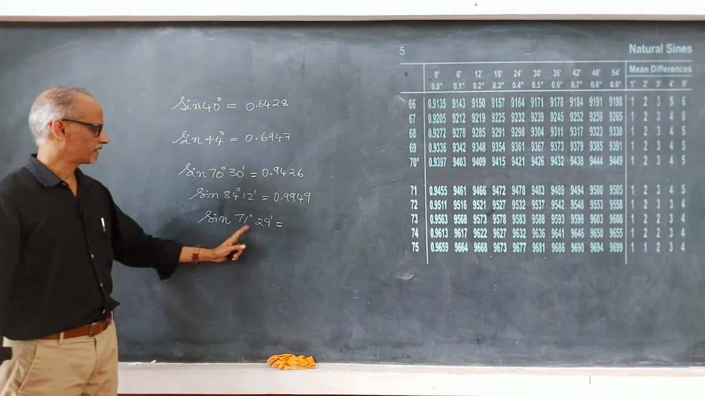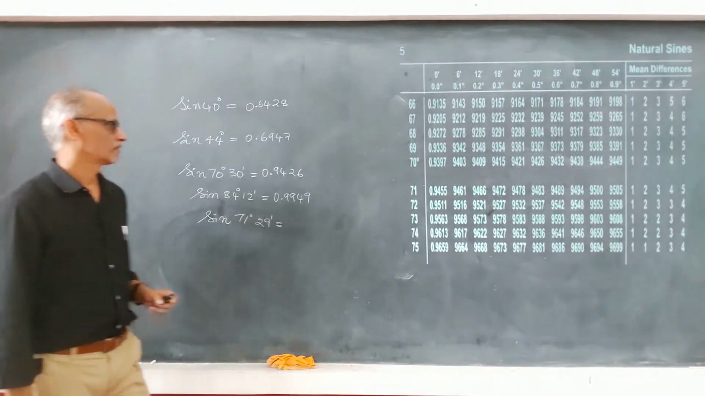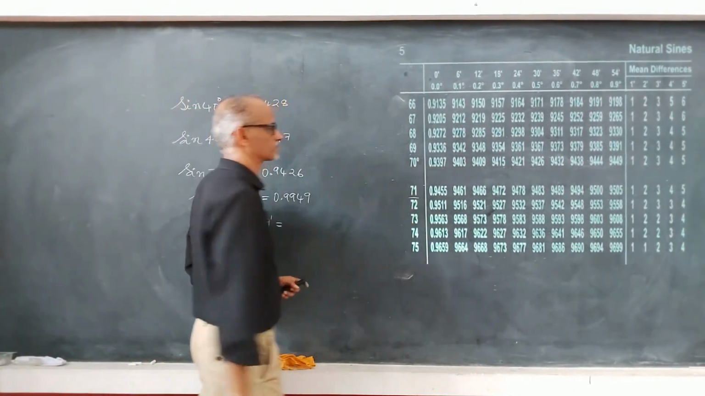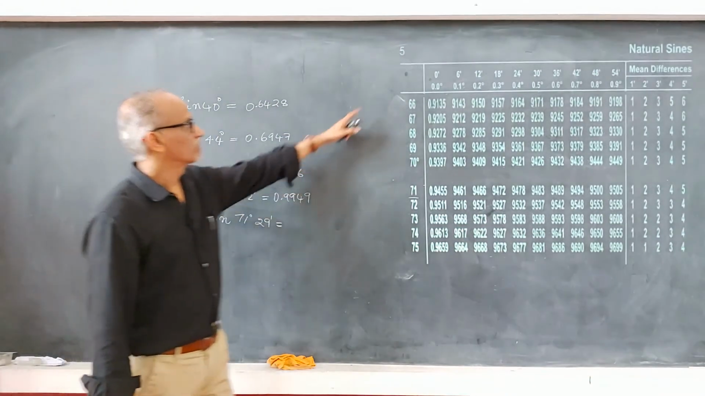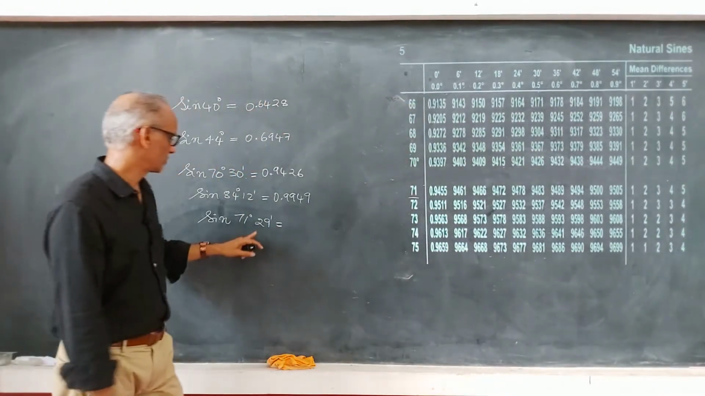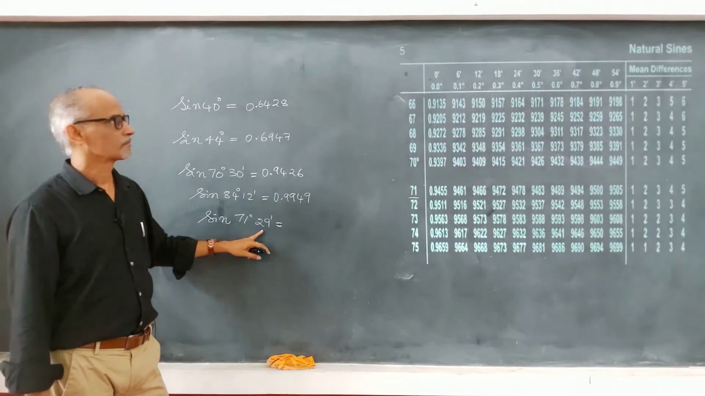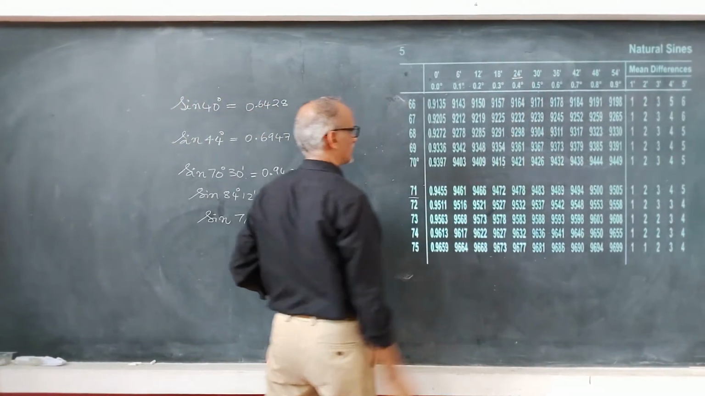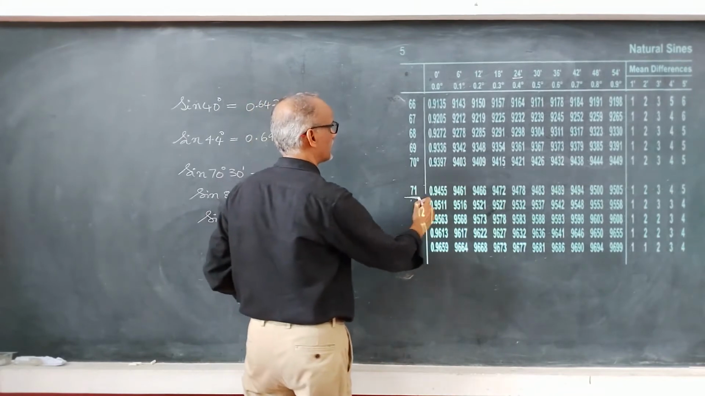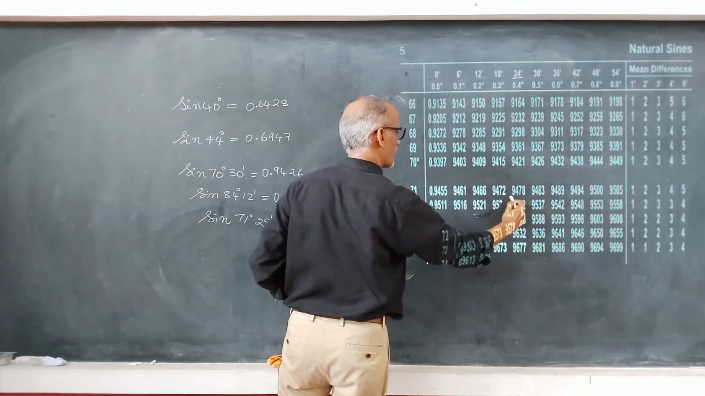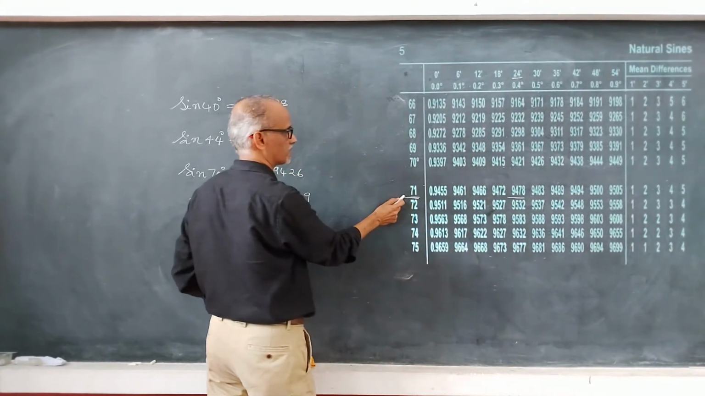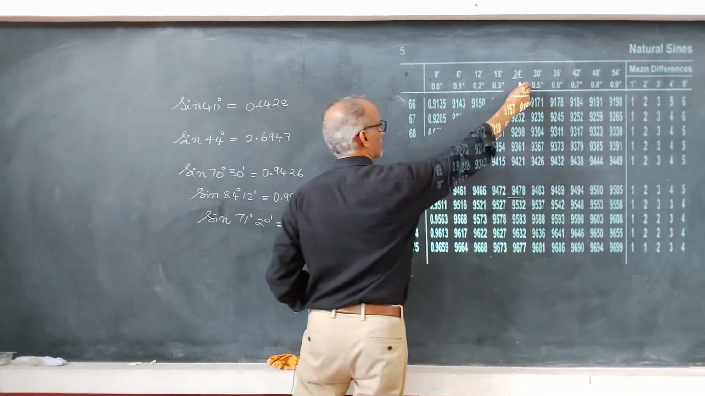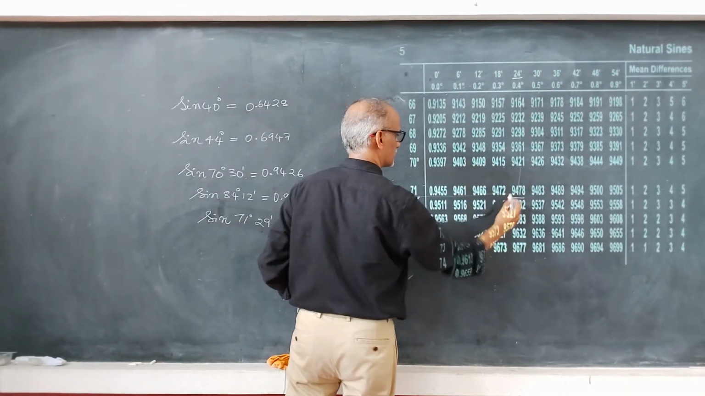Sine of 71 degrees 29 minutes. We have 71 here, but if you look at the minutes, we do not have 29 minutes, but we do have 24 minutes here. So first I will take 71 24, which was here, 71 and then 24. Where they intersect? They intersect here.